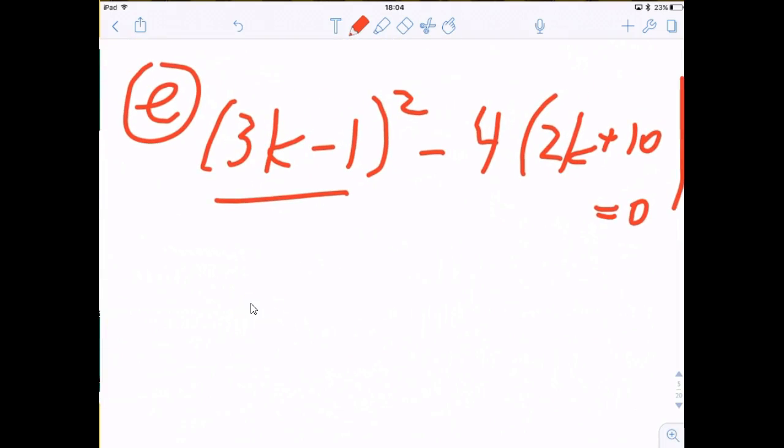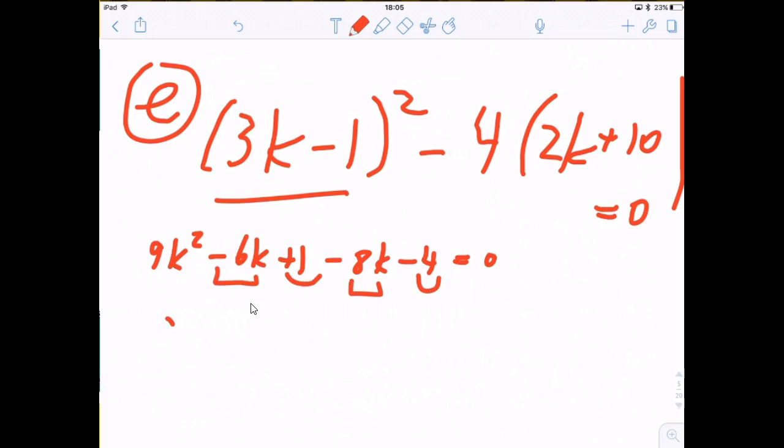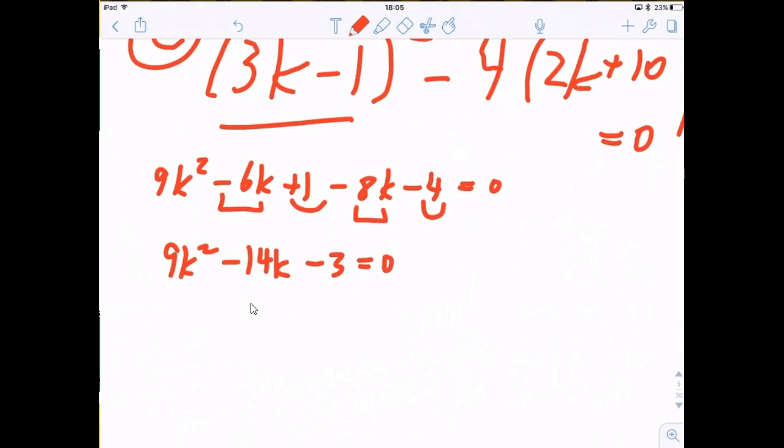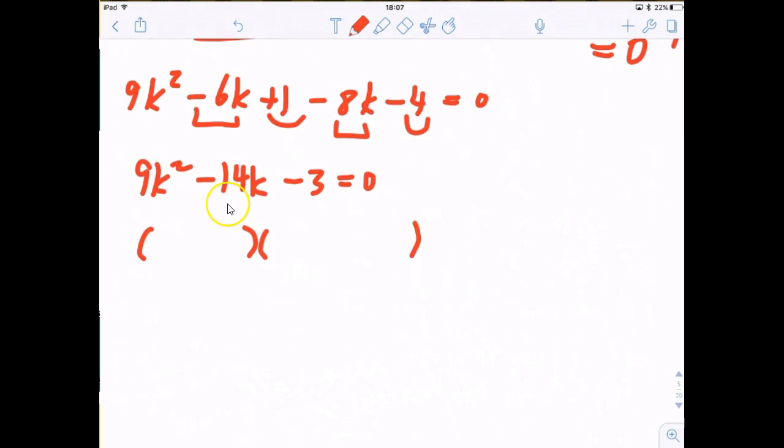Finally, we're going to do E. So first thing we need to do is expand. And so (3k minus 1) expanded is going to be 9k squared minus 6k plus 1. And then if we distribute the 4 here, it's going to be 4 times 2k, which is negative 8k, minus 4. And then set that equal to 0. We're going to start combining like terms here, and so we get 9k squared minus 14k minus 3 equals 0. And then we're going to factor this. I thought about it for a while, I don't think I can factor this.